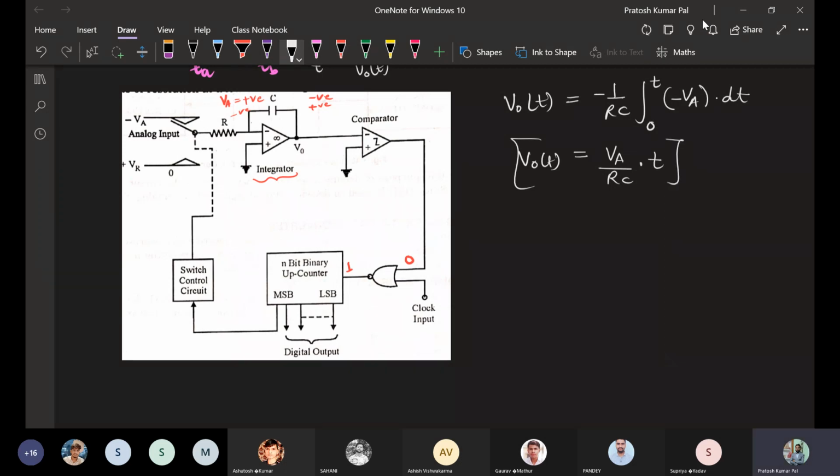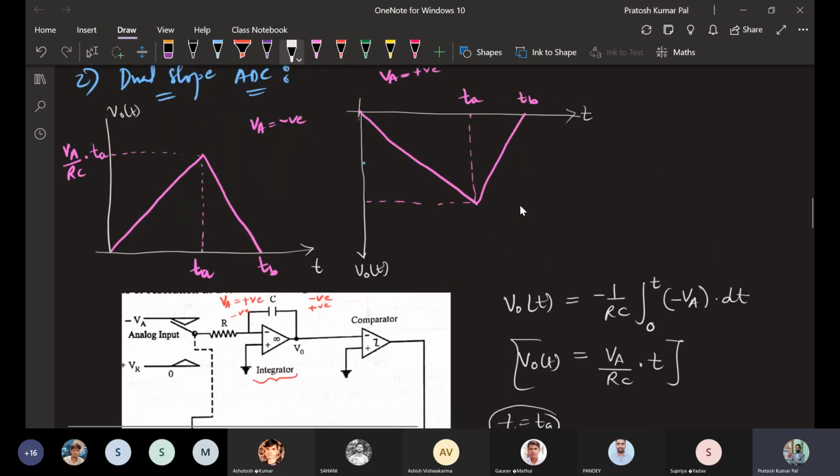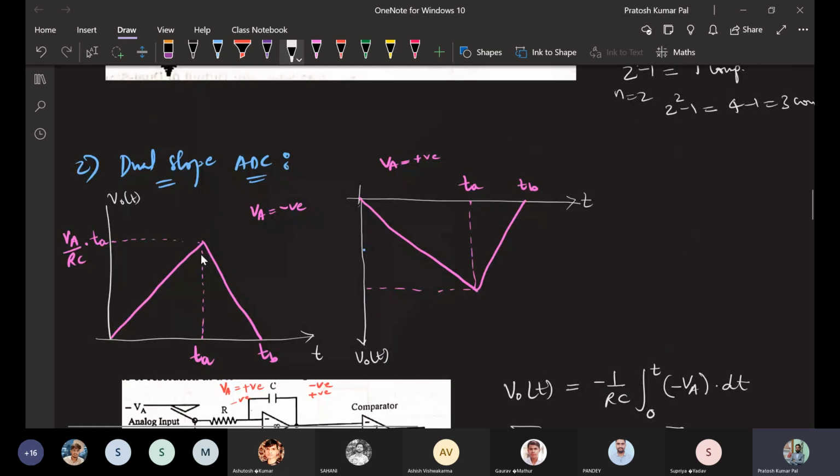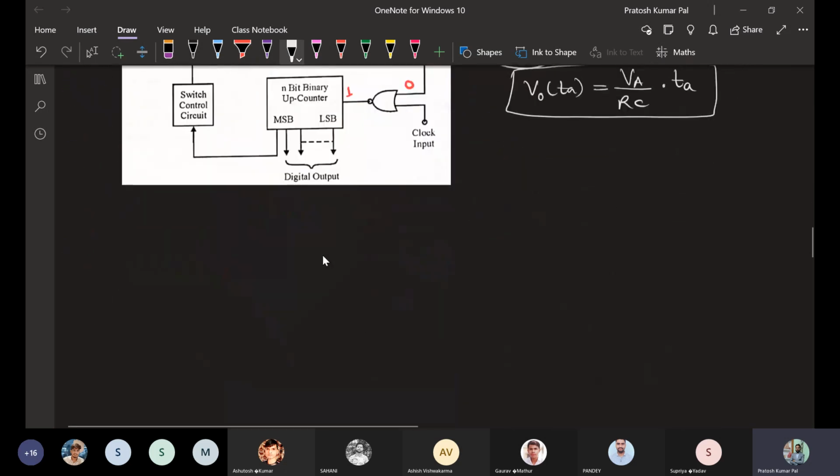So the output at T equals ta will be V0(ta) equals Va divided by RC into ta. This is the value that is indicated by the graph here. So Va over RC into ta is the maximum value at ta time.